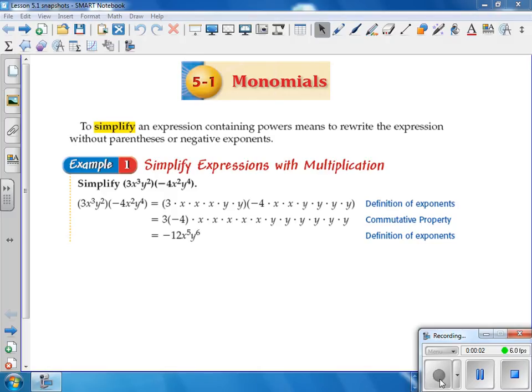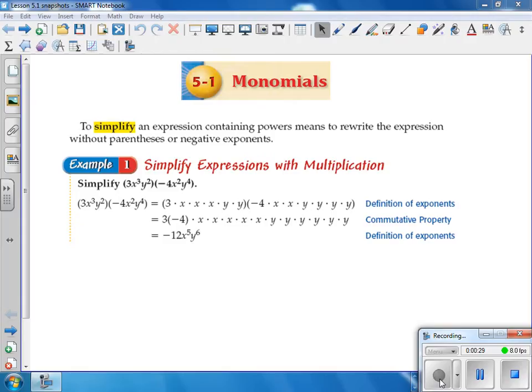Lesson 5.1, Monomials. First of all, let me define what a monomial is, or review what that is. A monomial is a single term. Mono meaning one. You can obviously have coefficients and more than one variable, but a monomial is a single term. What we're going to look at here is simplifying an expression containing powers, and that means to rewrite the expression without parentheses or without negative exponents. So you have to write it with positive exponents.